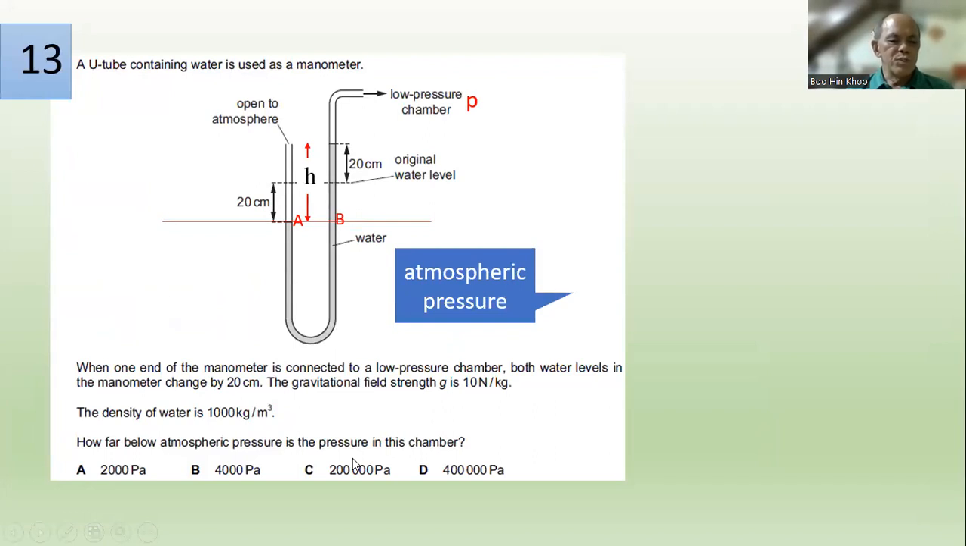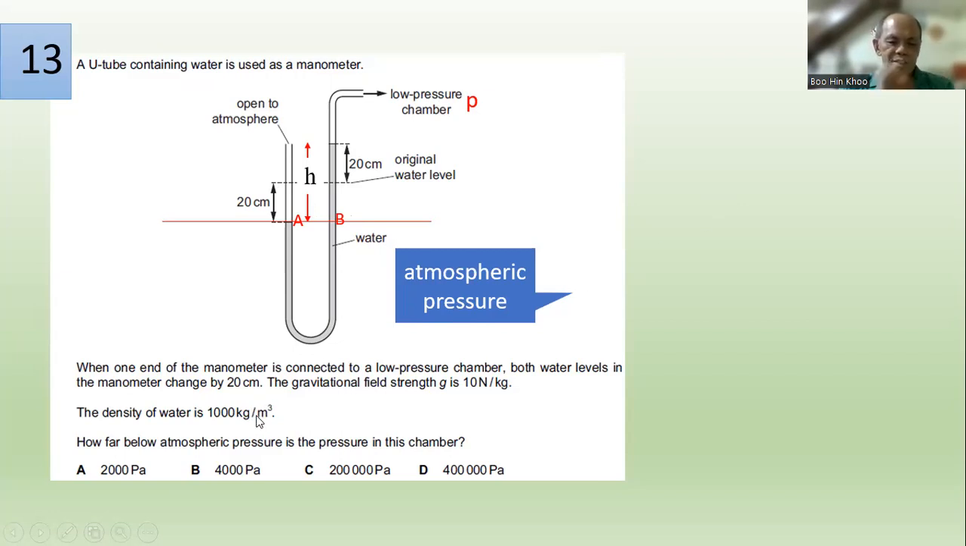Okay. A U-tube containing water is used as a manometer. This is a past year question. One end of the manometer is connected to a low pressure chamber. Both water levels in the manometer change by 20 cm. This one goes down by 20 cm, this one moves up 20 cm. Because it's low pressure, it has to change.